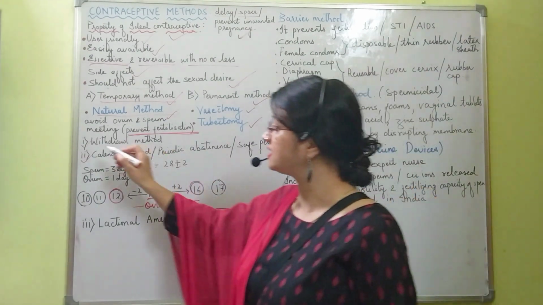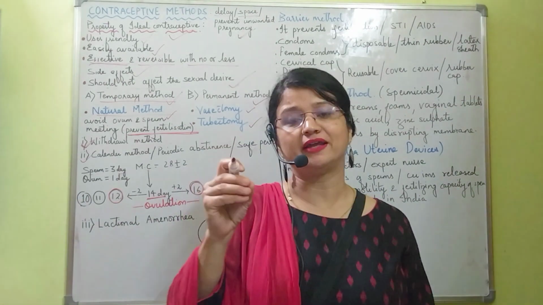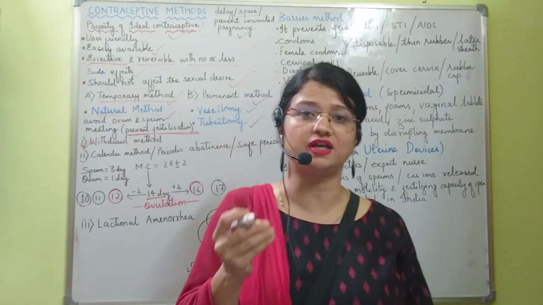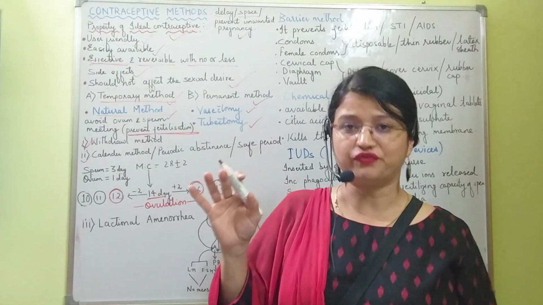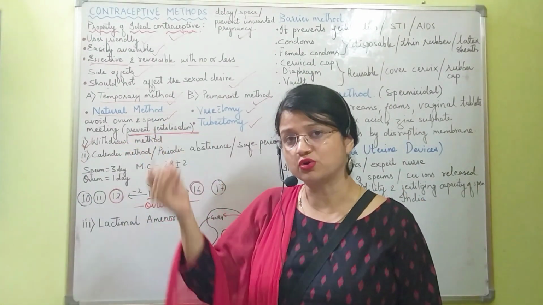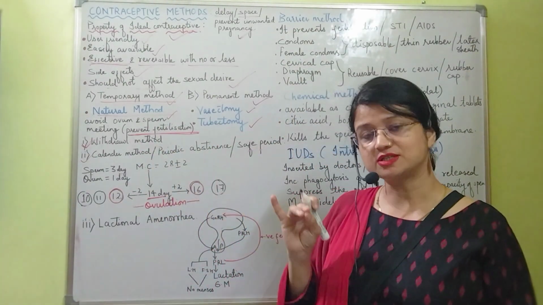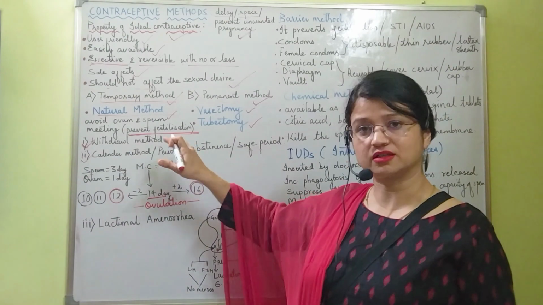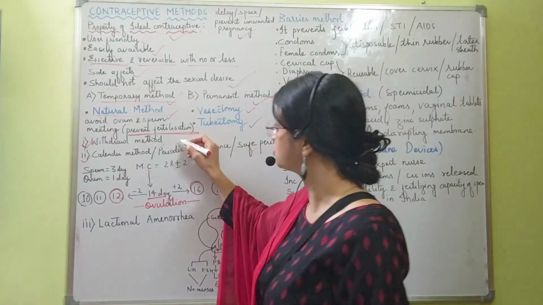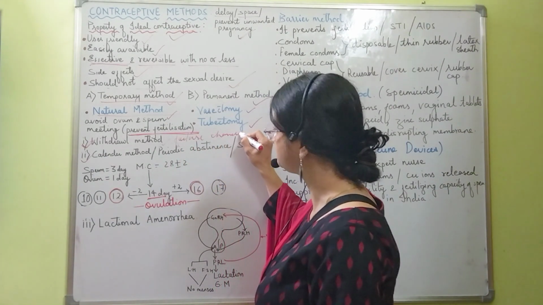The first method here is the withdrawal method. In the withdrawal method, the male will withdraw the penis just before the ejaculation so that no fertilization takes place. But my dear students, this is not a very good method because the chances of failure are very high in the withdrawal method.